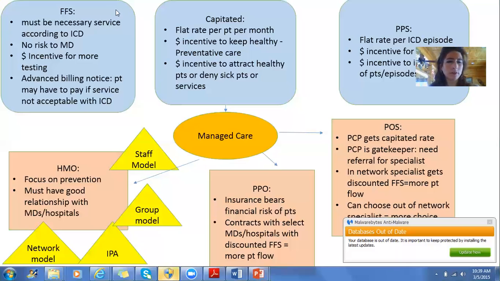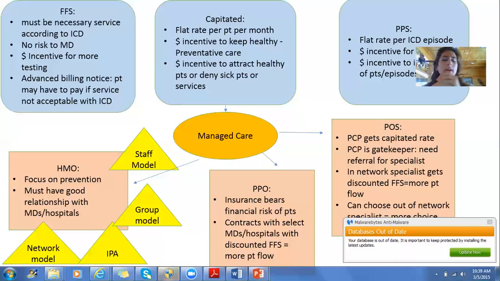So you have the fee-for-service, like I mentioned, and ICD codes. The fee has to be appropriate for the ICD code or the insurance won't pay for it. With fee-for-service, the doc gets paid no matter what, so there's no risk. So there's actually incentive for more testing, because the more they do, the more they make.